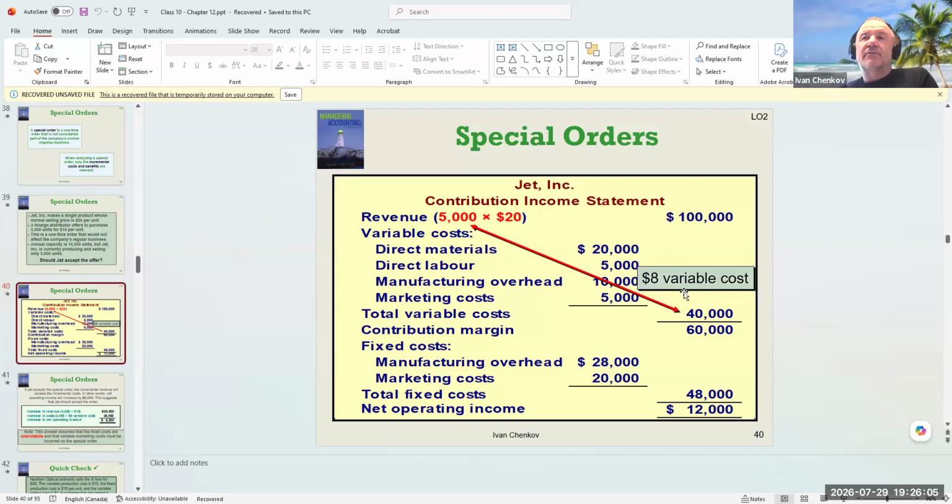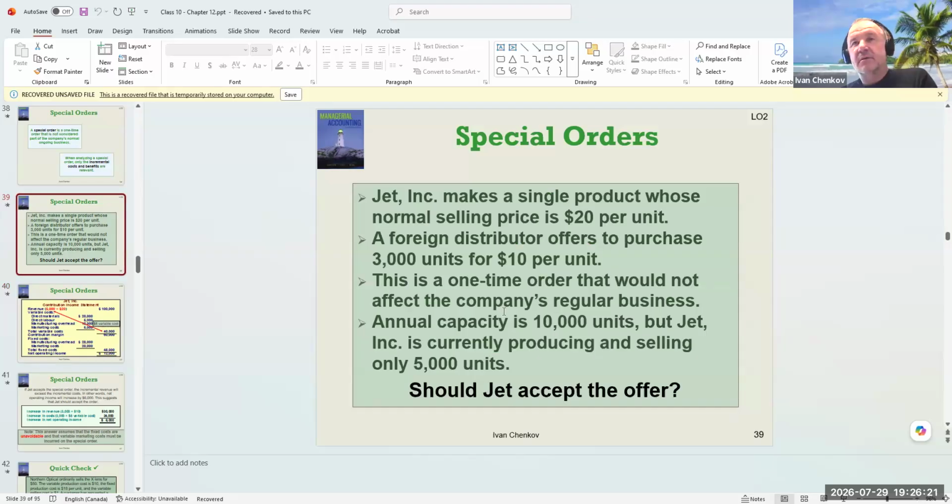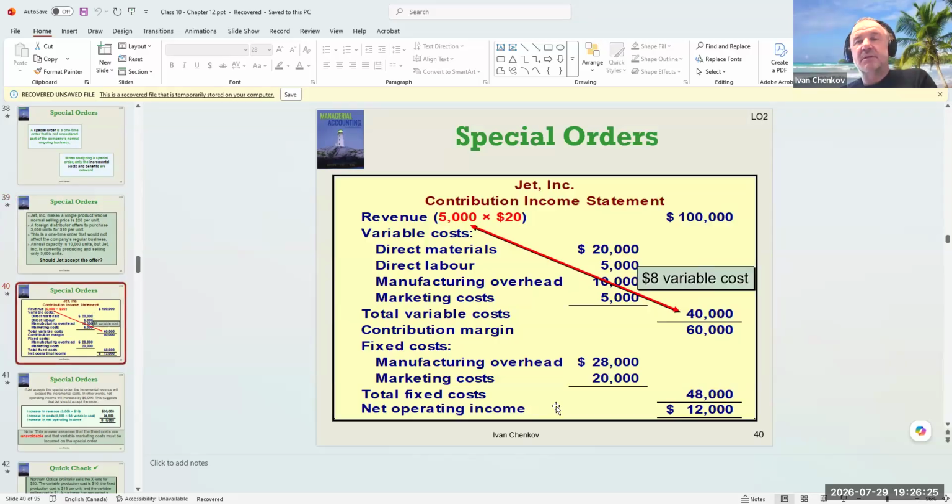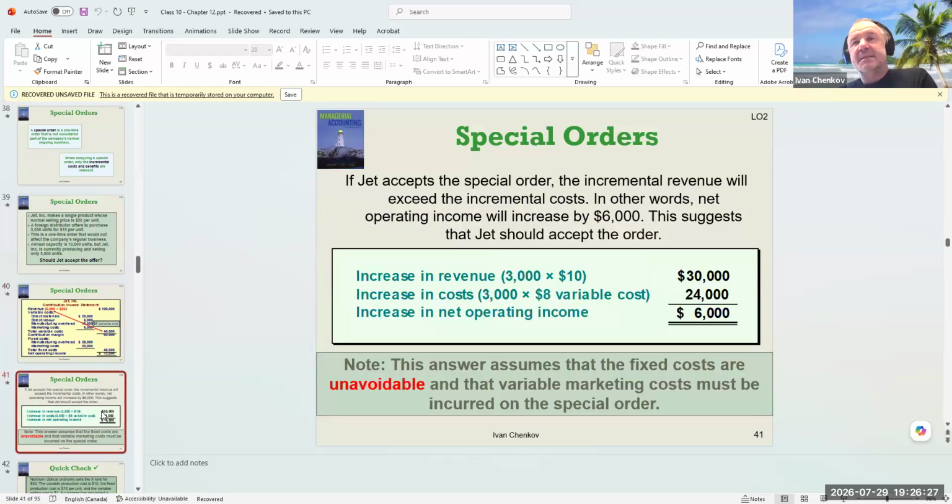So since the client offered us $10 per unit and our variable cost is $8 and we are above the break-even, the fixed cost is not going to be affected, we have the capacity to do it. Obviously, we're going to generate $2 for each unit. And we're talking about 3,000 units. So that means 3,000 units times $2. That's going to be easy $6,000 for us. The question is, do we want to do it or not?